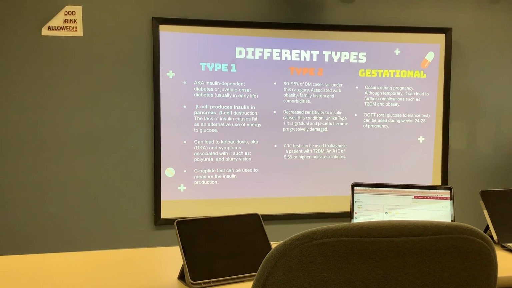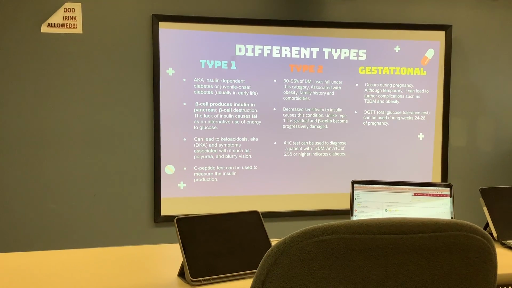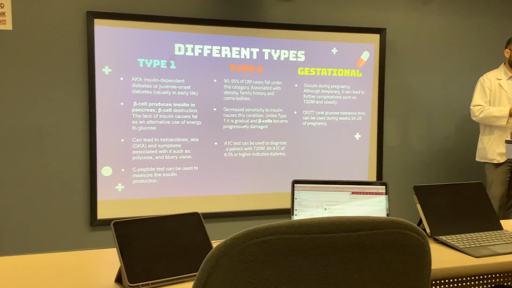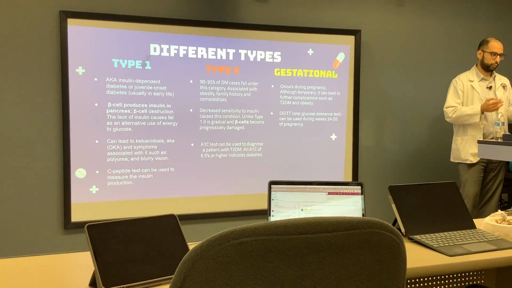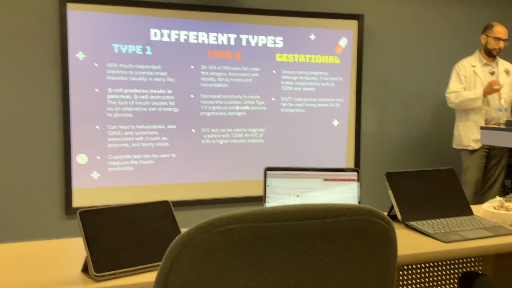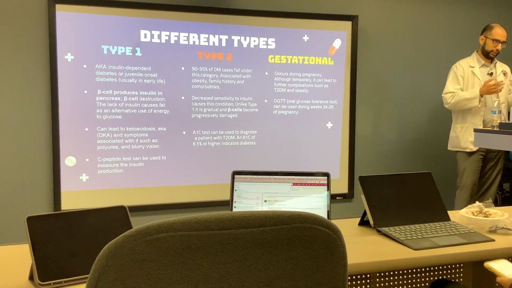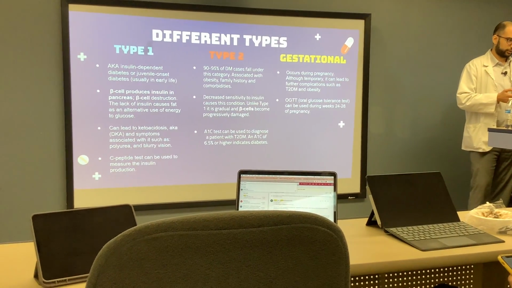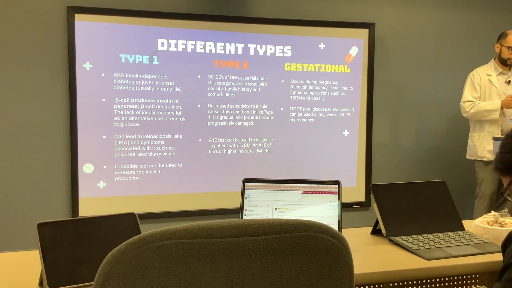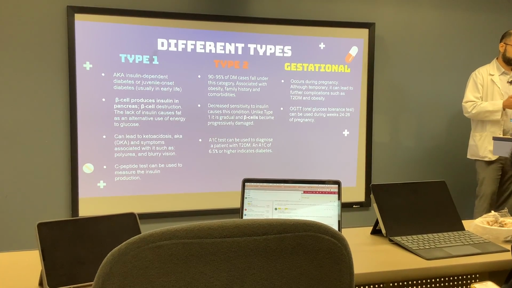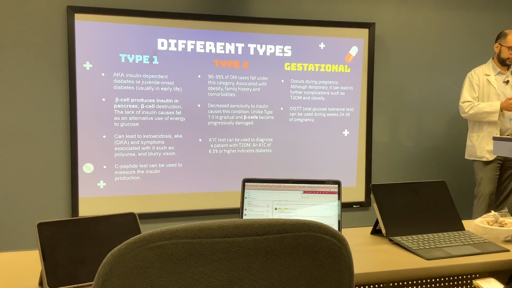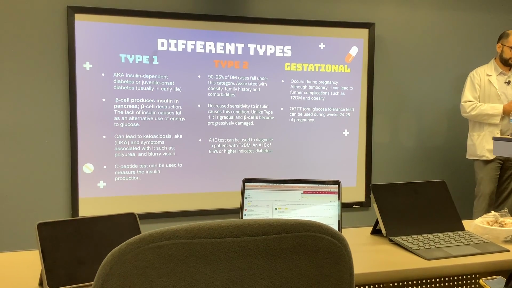So type 1 is also known as insulin-dependent diabetes or juvenile onset diabetes. That's because it usually occurs in the early stages of life. Your B cells produce insulin in the pancreas. What happens with that type of diabetes is that your B cells are going to get destroyed. So the lack of insulin causes fat to be used as an alternate source of energy in comparison to glucose. And this can lead to ketoacidosis, aka DKA, and symptoms associated with this, such as polyuria and blurred vision.